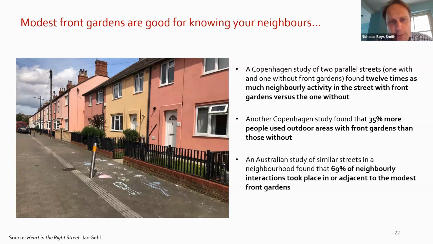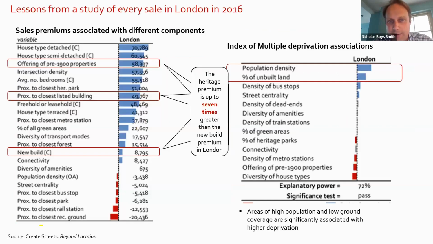Conscious of time, I'm going to crack on. So the point is that design is not purely subjective, and you can see this in some of the values and the relationships you can find between urban morphology and how much people will pay to live in certain types of places. I won't speak to this slide in detail, but this is based on a study of every single property sale in London a few years ago.